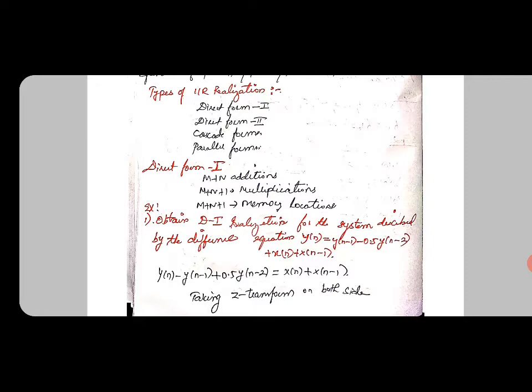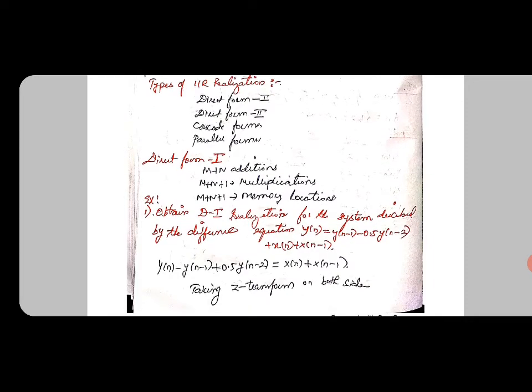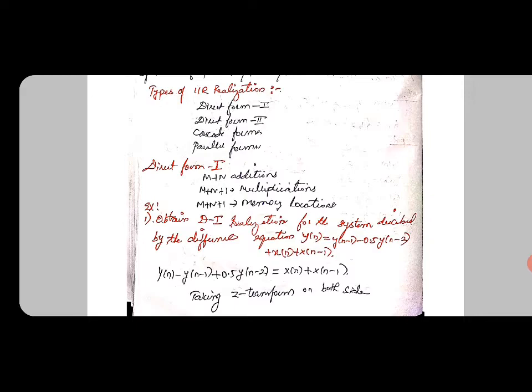We can see with an example. Obtain the direct form 1 realization of the system described by the difference equation y of n is equal to y of n minus 1 minus 0.5 y of n minus 2 plus x of n plus x of n minus 1. We need to bring the y of n values to the left side and x of n values to the right side, which is y of n minus y of n minus 1 plus 0.5 y of n minus 2 is equal to x of n plus x of n minus 1.